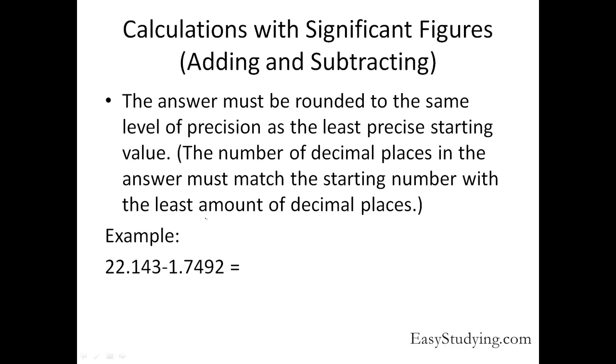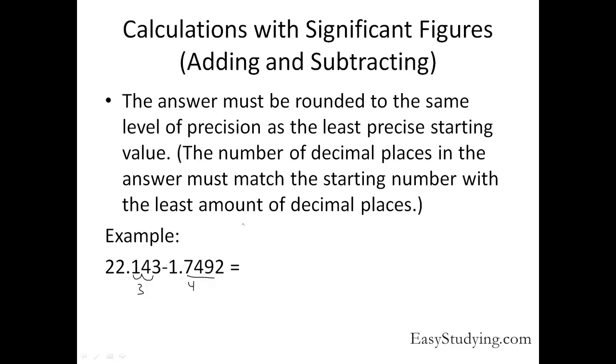Adding and subtracting is a bit different, however. The answer must be rounded to the same level of precision as the least precise starting value. So in a sense, the number of decimal places in the answer must match the starting number of decimal places from the least amount of the values given. So, for instance, in the sample problem, 22.143 has 3 decimal places within it. So after the decimal, we have 3 values that come after the decimal place. In the second part, we have 4 values that come after the decimal place.